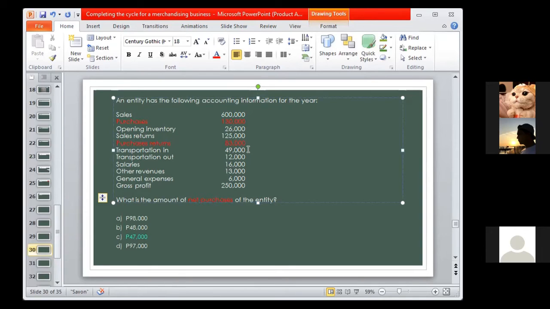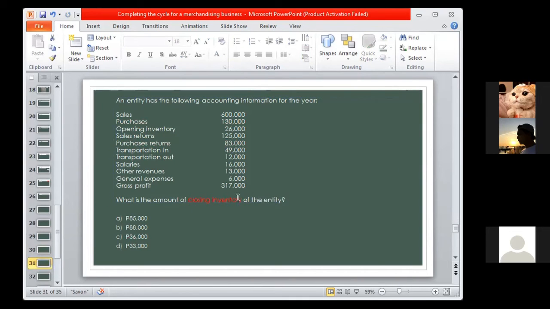Paano nakuha ang 96,000? I-add natin tong transportation in. Kasama yan, kasi ang tinatanong is net cost of purchases. Pero dahil net purchases lang, itong dalawa lang, yung purchases and purchases returns. Kaya tama itong 47,000. Okay, next naman.